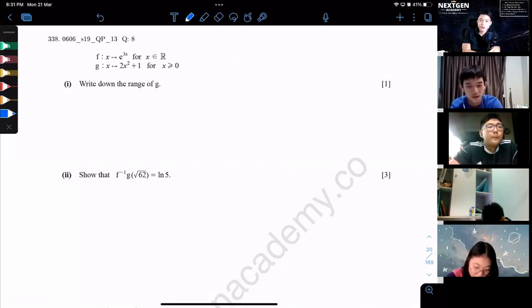Okay, I give you all a clue. You all need to know how the graph looks like first. Don't look at it just as an equation. Look at it as a graph.